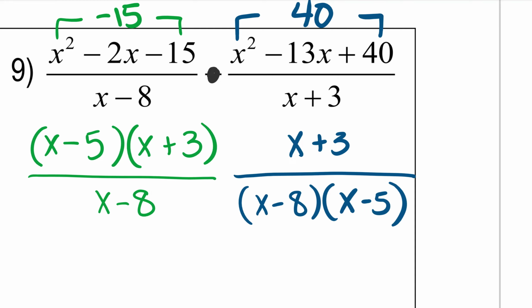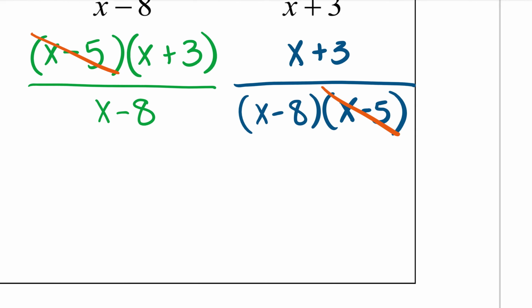Now, I can reduce. Yay! This is the fun part. You get rid of stuff. X minus 5, x minus 5. And that's it. Because remember, you cannot reduce... Oh, I'm sorry, there's a multiply there. I cannot reduce horizontally. So I can't cross out the x plus 3s. I can't cross out the x minus 8s. So I just got to write them.